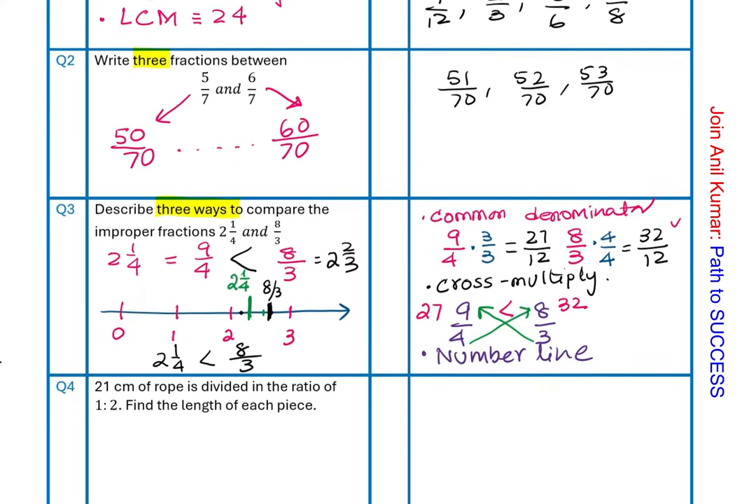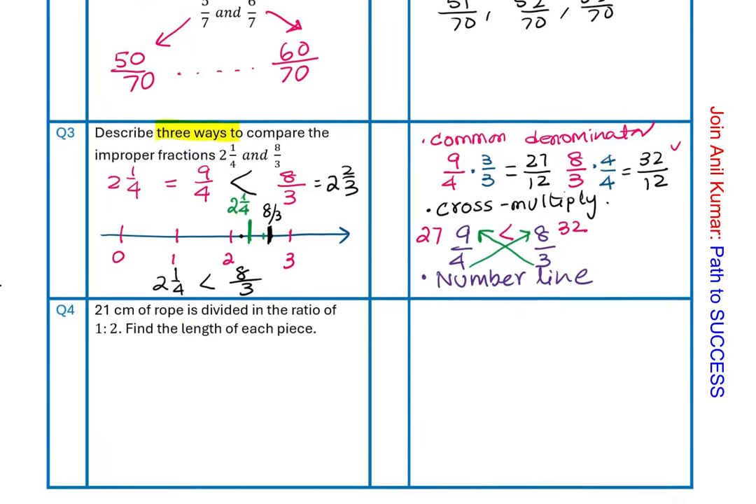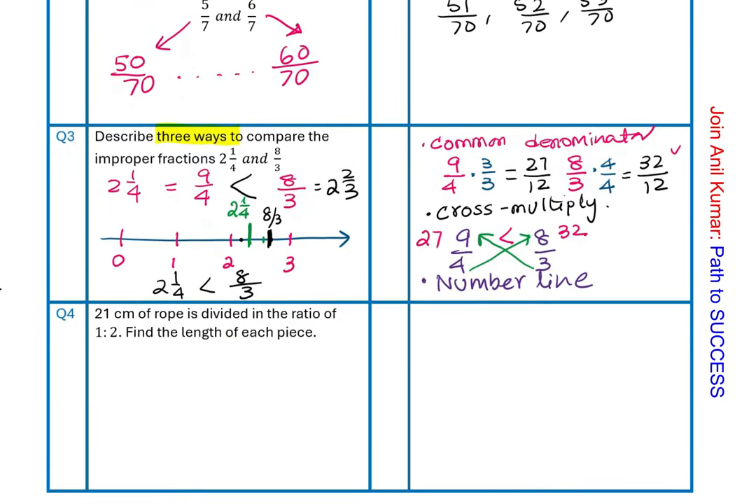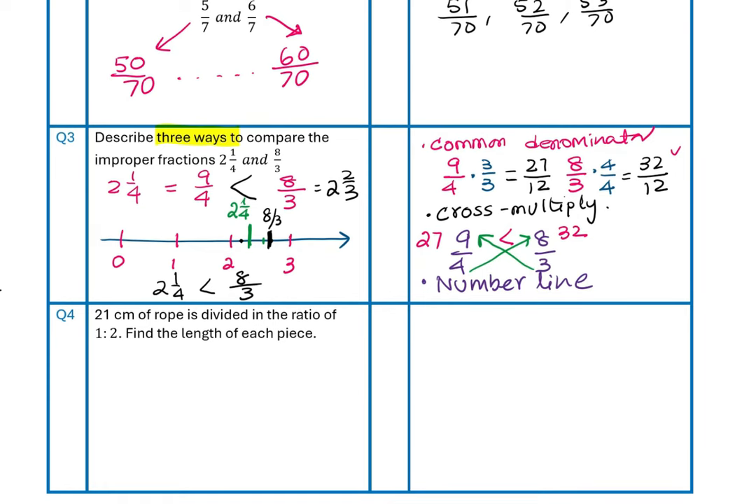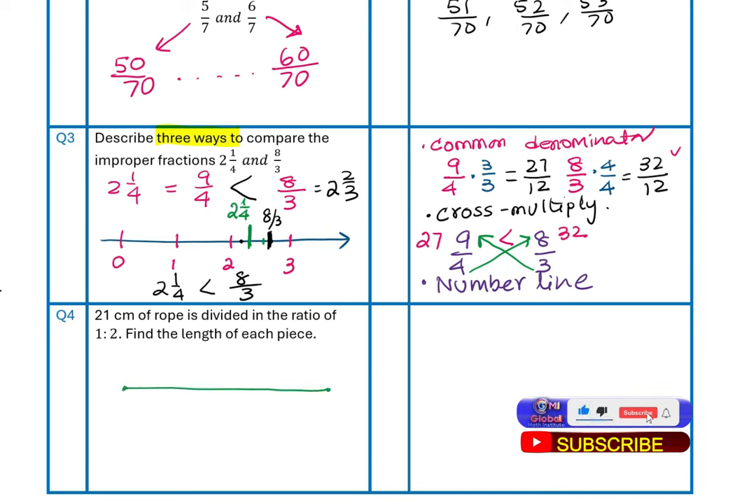Great. Now let's look into question number 4, which is a 21 centimeter rope is divided in the ratio of 1:2. Find the length of each piece. So here we have a rope. Let's say this is our rope, whose length is 21 centimeters.